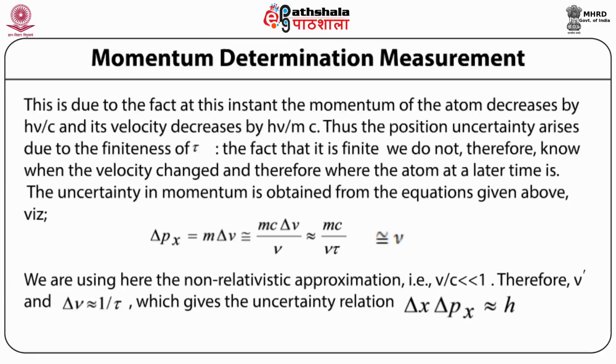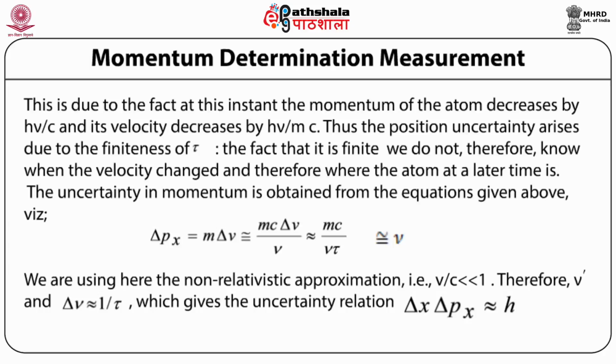Thus, the position uncertainty arises due to finiteness of tau. What that means is that because there is an uncertainty in measuring the exact instant of time at which the photon was emitted, therefore, we cannot exactly determine the position of the particle. Thus, the fact that tau is finite, we do not therefore know when the velocity changed, and therefore where the atom at a later time is.